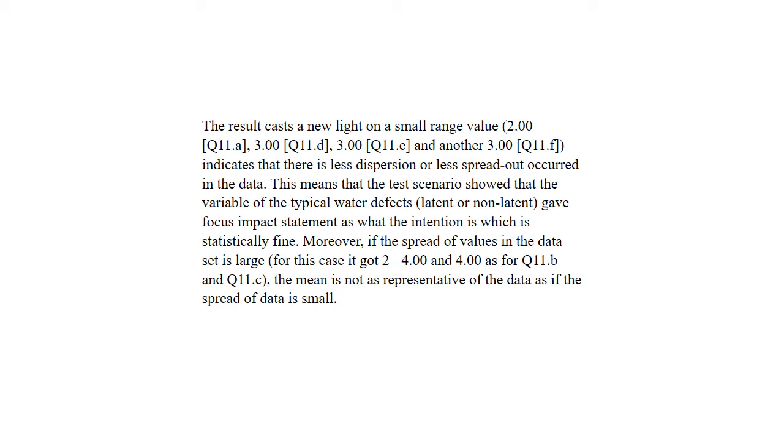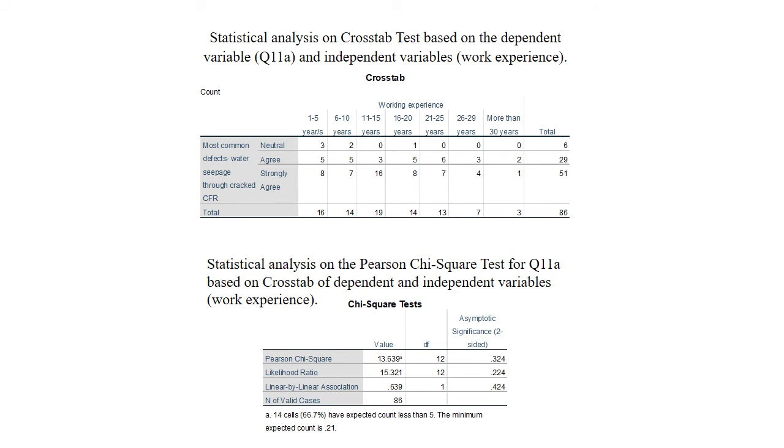And the last one is the range. The result on the range shows the spread of the values in the data set is larger. It is 2 to 4, and 4 for questions 11B and 11C. This means it is not representative of the data, as it would be if the data spread were small. So it means that moisture B and the floor and wall cracks are the more critical things to look into.